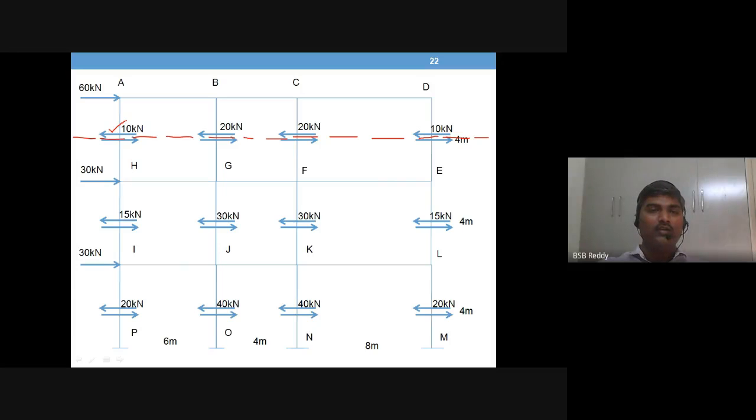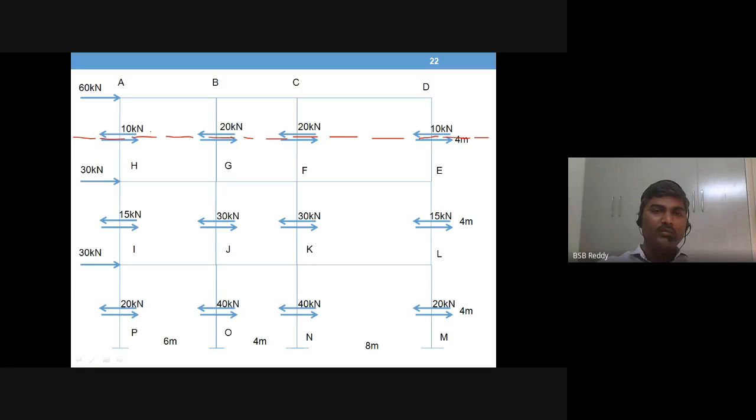Because the force is rightward here. If you are given 60 kilonewtons like this, you will have this 10 in this direction. So always be careful with the sign convention I told. Sign conventions must be very carefully seen when you follow this solution. For this particular load given there, this is the given sign convention.